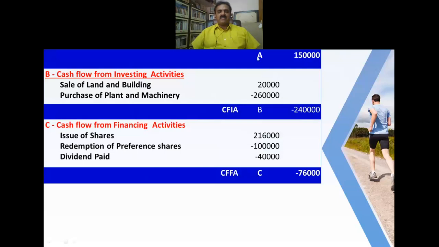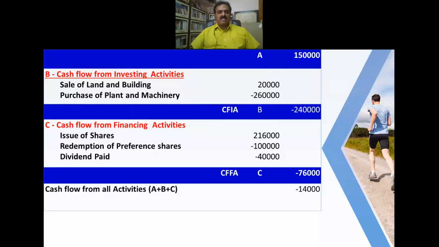There are three activities: operating activities, investing activities, and financing activities. A is 1,50,000, B is minus 2,40,000, and C is minus 76,000. So A plus B plus C is the cash flow from all activities. The net cash flow from all activities put together is minus 14,000. That is a negative value, an outflow of 14,000 rupees.